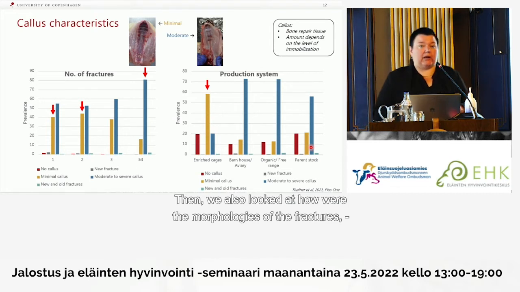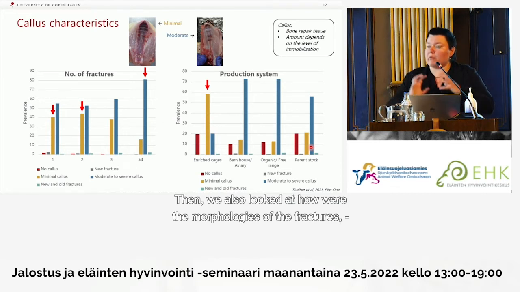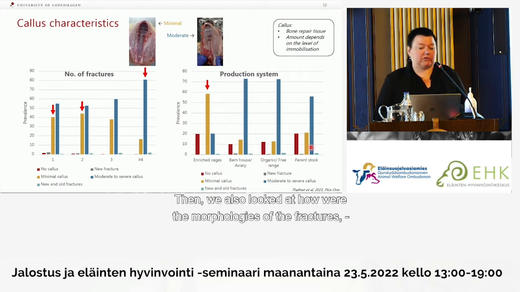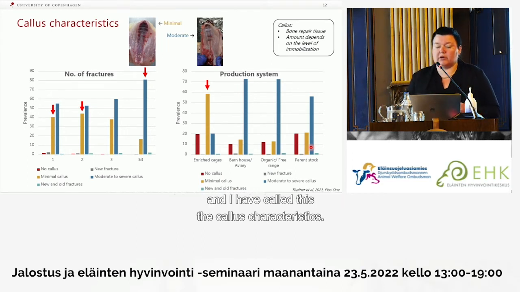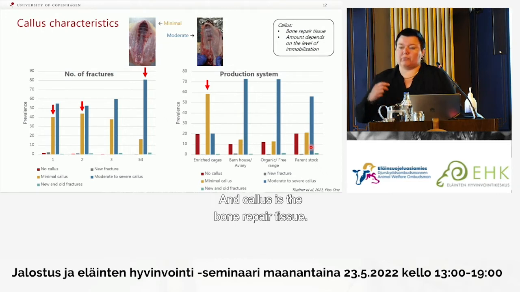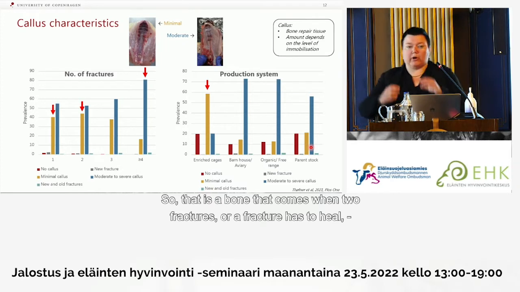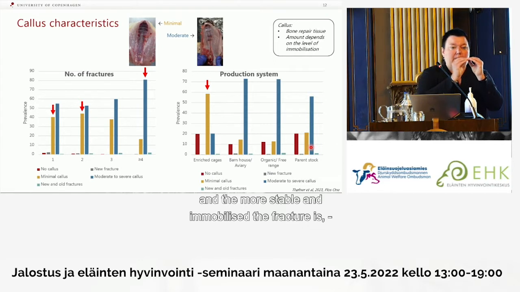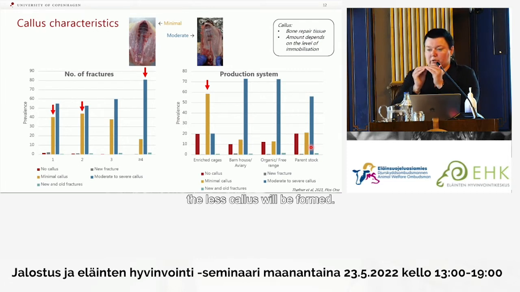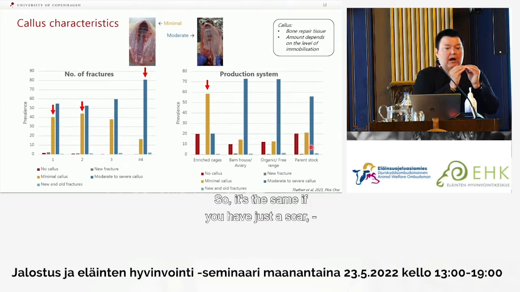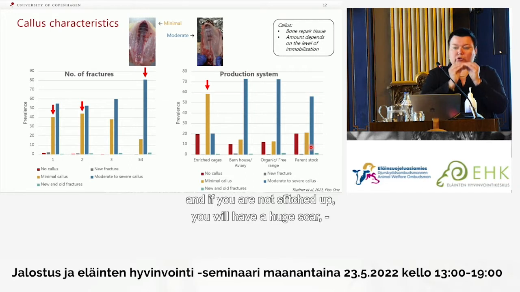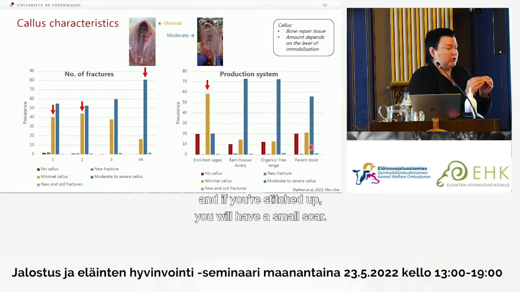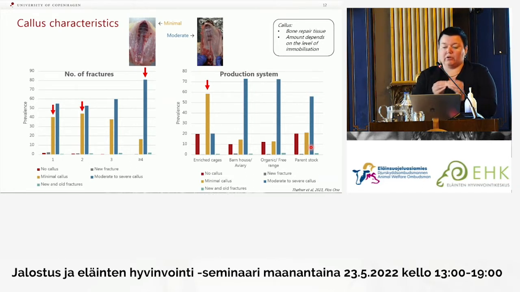Then we also looked at the morphology of the fractures, and I have called this the callus characteristics. Callus is the bone repair tissue. So that is the bone that comes when a fracture has to heal, and the more stable and immobilized the fracture is, the less callus will be formed. It's the same as with a scar: if you're not stitched up, you will have a huge scar, and if you're stitched up, you will have a small scar.